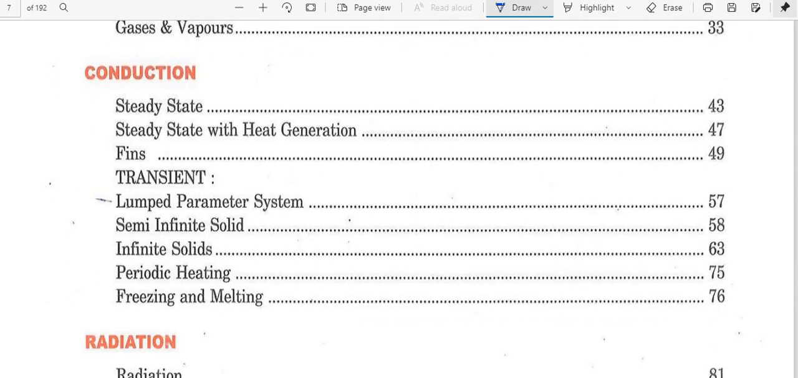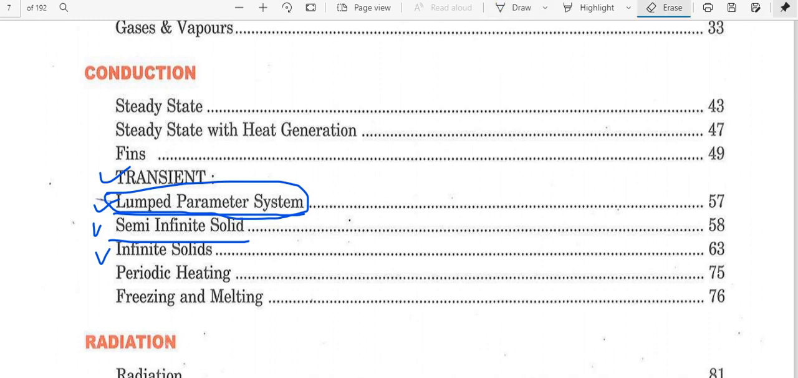So here the fins, the transient conduction condition, the lumped parameter system, all problems and all models are completed in this class, and we will discuss semi-infinite solids in the next class. How can you calculate semi-infinite solids and infinite solids? So here this is the lumped parameter system we already calculated. So for further classes, coming to the next class, we need to learn about semi-infinite solids and infinite solids.